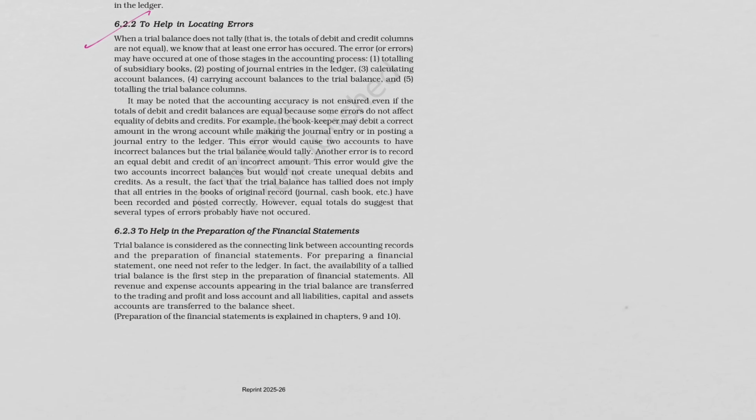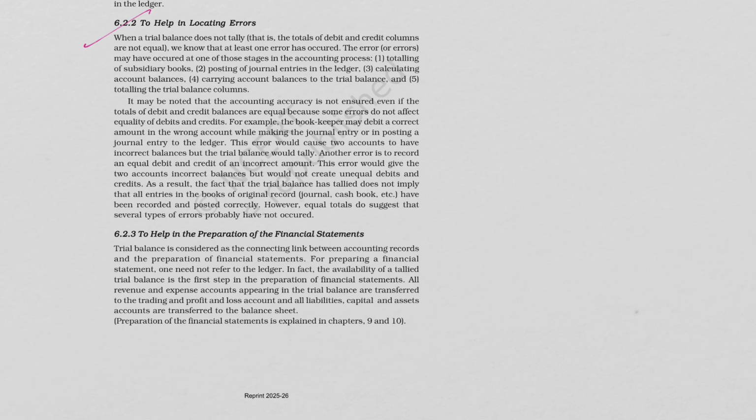Second, it helps in locating the errors. So the second objective is to help identify accounting errors. If the totals of the debit as well as credit columns do not match, it clearly indicates that some error has occurred. The error may be at different stages of the accounting process.